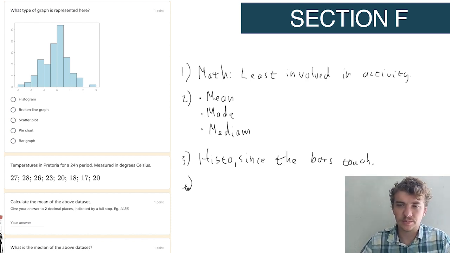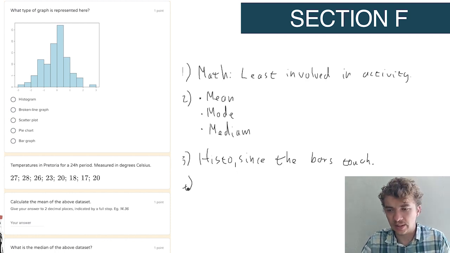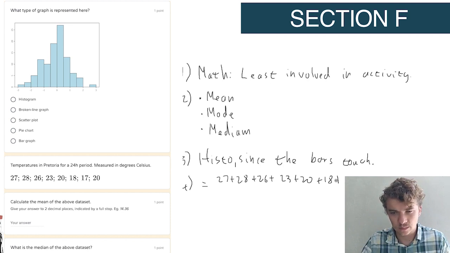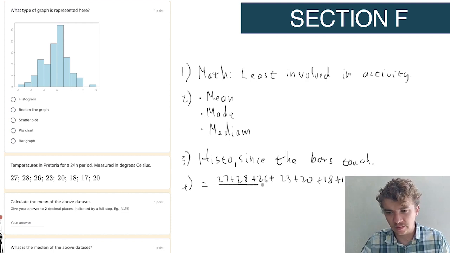So they give us temperatures in Pretoria for a 24-hour period. It's measured in degrees Celsius. And then calculate the mean of the above data set. So now you need to know that when the mean is calculated, you add everything together. 27, 28, 26. So you add everything together and you divide it by the amount of data points.